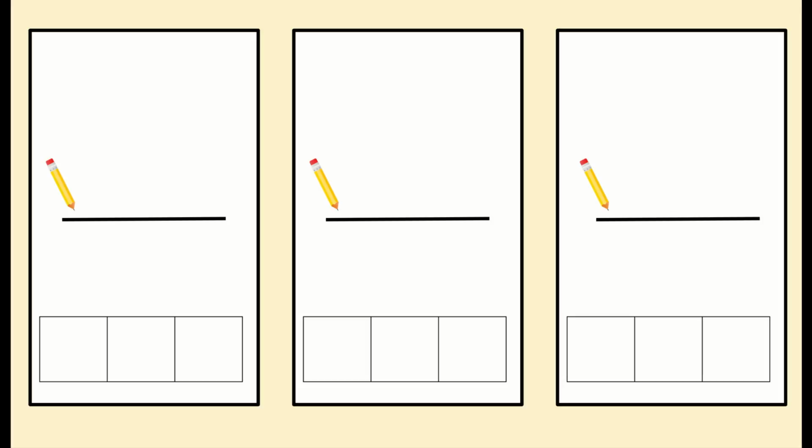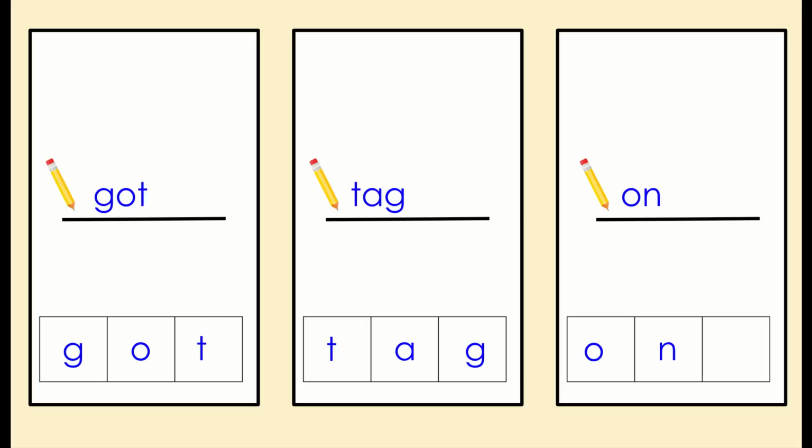All right, let's check to see how you did today. The first word, got. G-O-T. The second word, tag. T-A-G. And the last word is on, O-N. How did you do today? Did you get our new sound at the beginning of the first word and at the end of the last word?